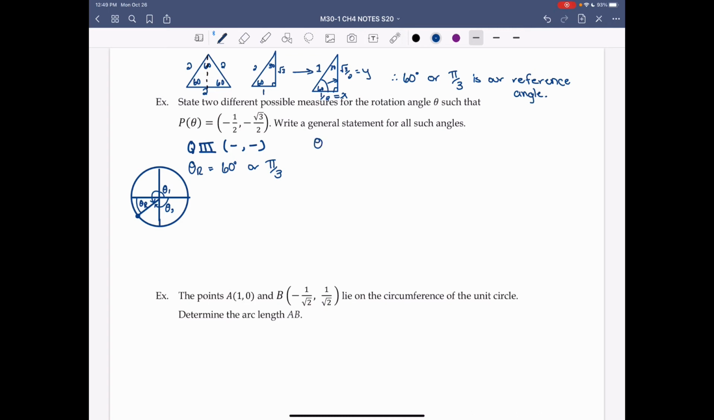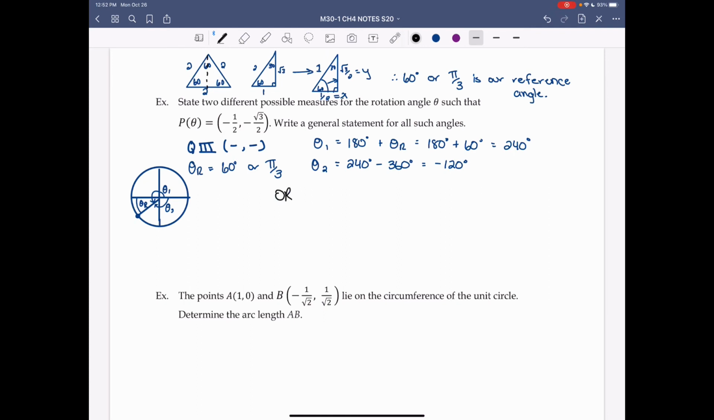So theta 1, going the positive direction, we would have 180 degrees, which would cover quadrants 1 and 2, plus theta r, our reference angle, so 180 degrees plus 60 degrees in this case, which gives us 240 degrees. And then theta 2, if you're going the negative direction, you can start by taking the positive value for that angle, so 240 degrees, and then subtracting the total distance to go around the circle, so 360 degrees, and that leaves us with negative 120 degrees.